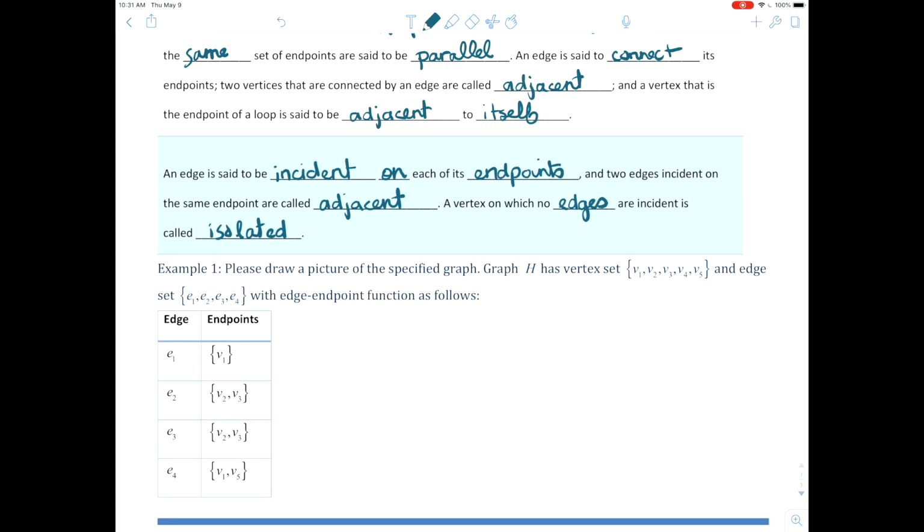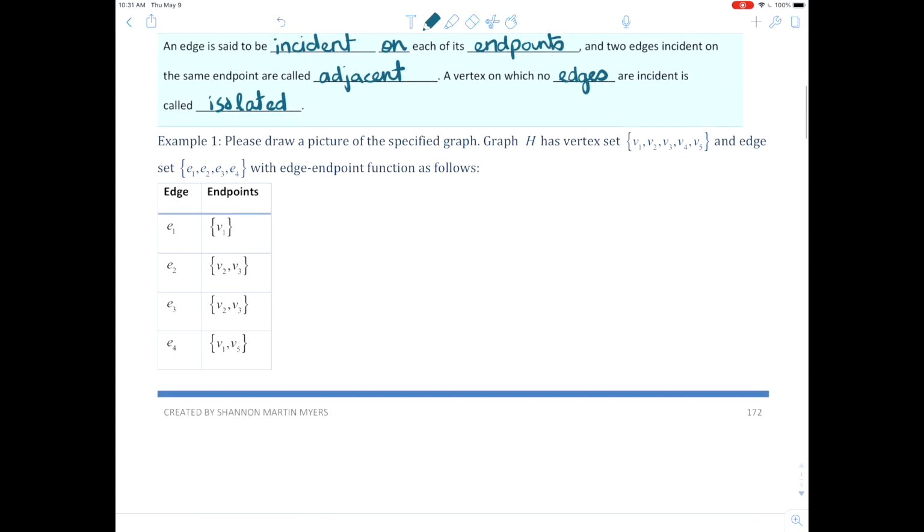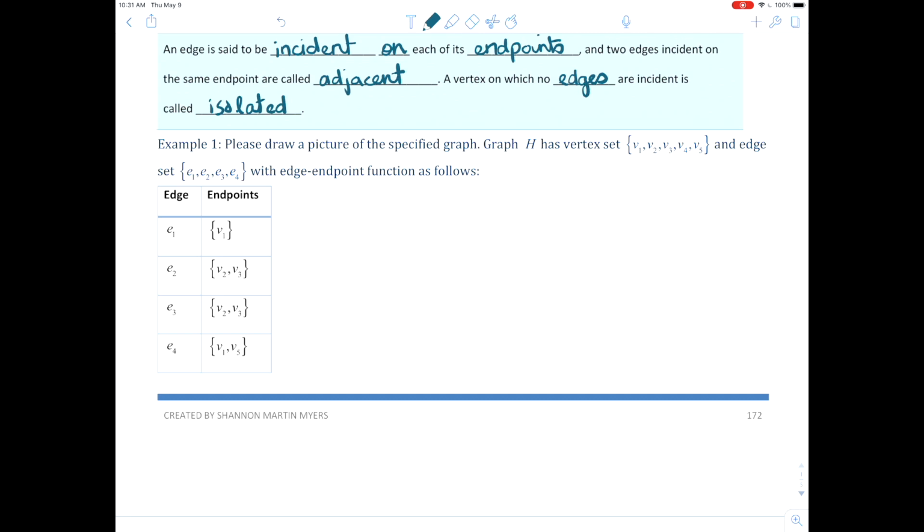Okay, so let's try to put all this together as an example. Please draw a picture of the specified graph. This graph H has a vertex set V1, V2, V3, V4, and V5, and edge set E1, E2, E3, and E4, with the edge endpoint function as follows in this chart here. So this kind of gives us a map, if you will, of how to draw our graph.